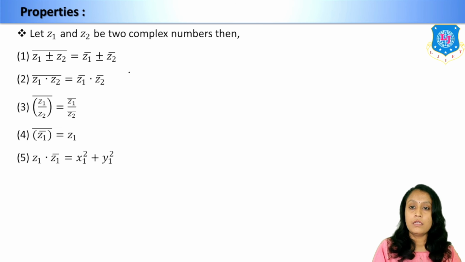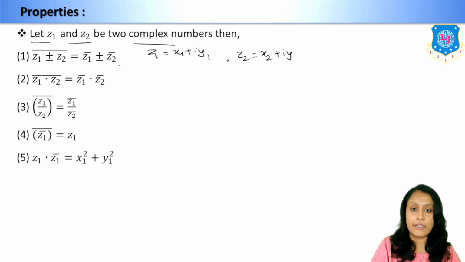Now let's discuss few more properties. Let z1 and z2 be two complex numbers. So conjugate of z1 plus or minus z2 equals to what? Z1 conjugate plus or minus z2 conjugate. So let's solve using an example. So z1 take x1 plus iy1, and z2 is x2 plus iy2. Now z1 bar, that is conjugate of z1, is x1 minus iy1, and z2 bar is x2 minus iy2.